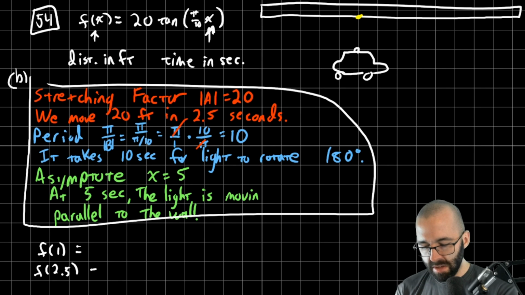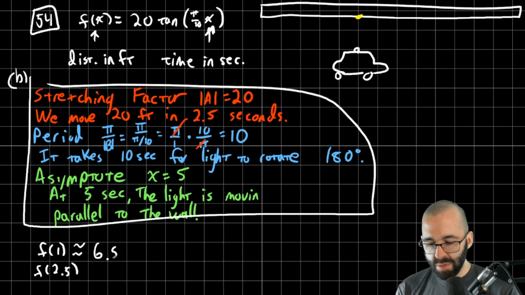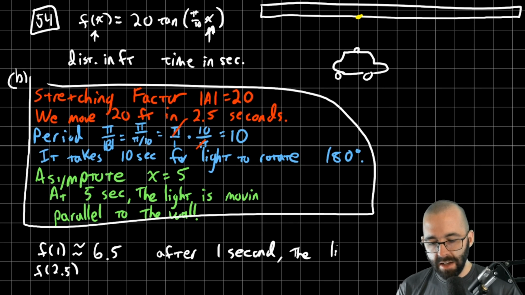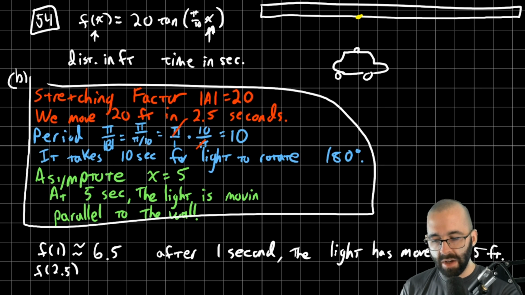Let's approximate. Actually, the second one isn't going to be approximated. F of 1 is about 6.5, means after 1 second, the light has moved 6.5 feet down the wall. So kind of like now the light's going over here, and this distance right here is 6.5 feet.